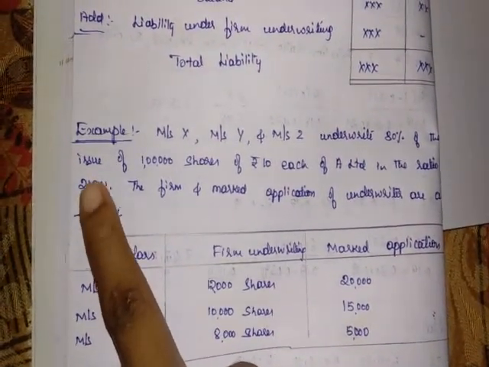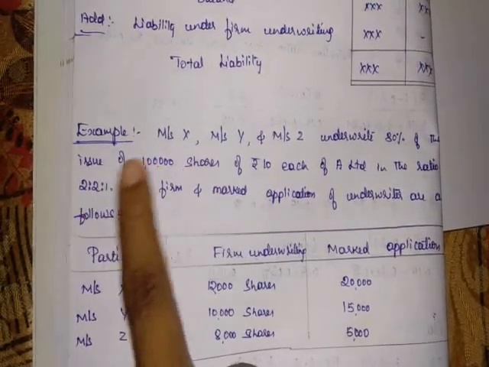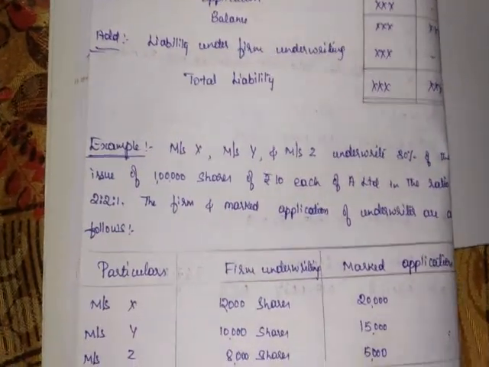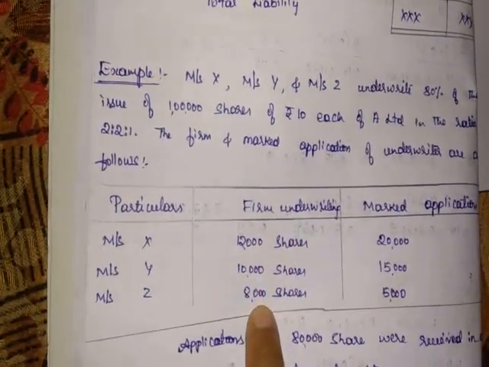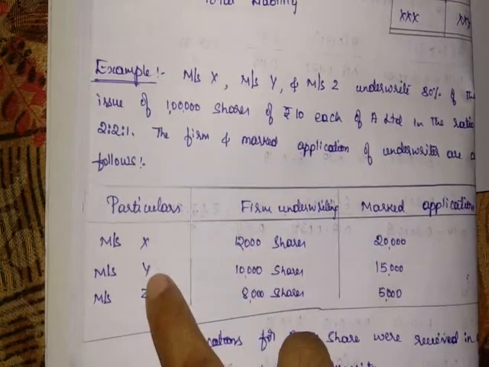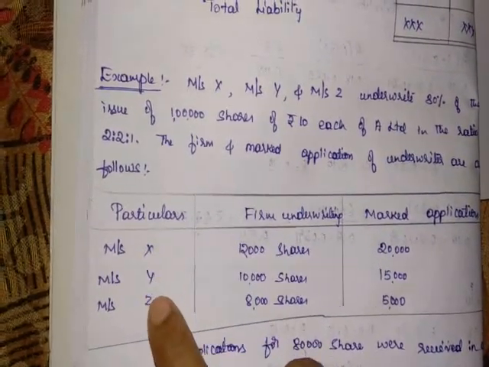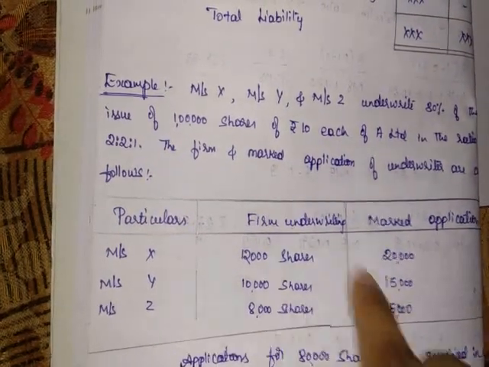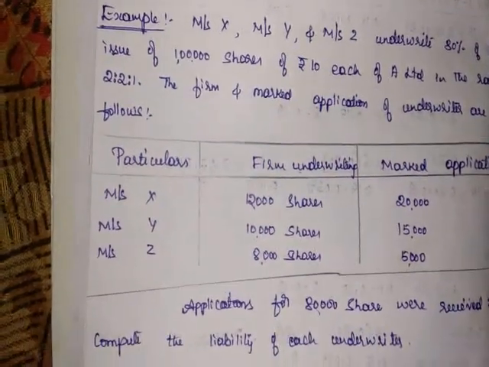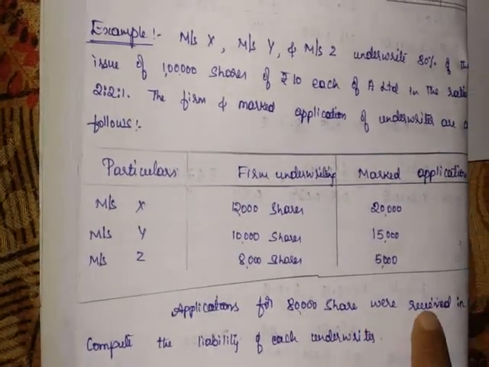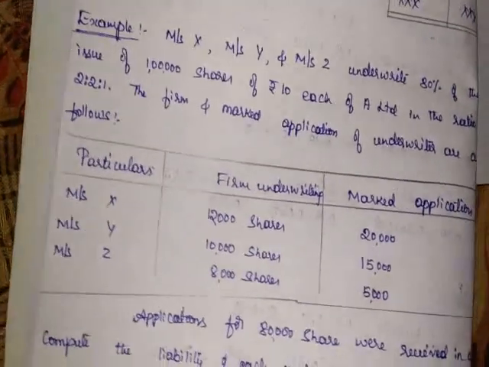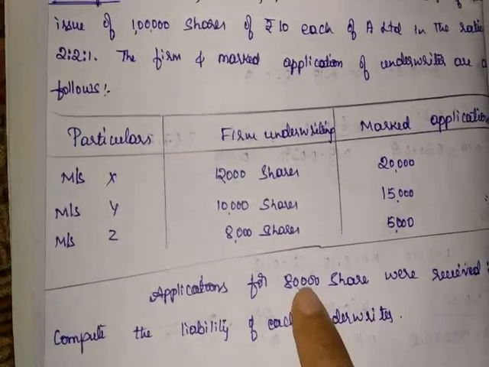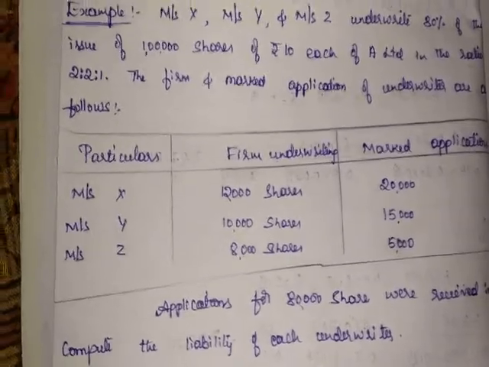So the ratio is given. This 1 lakh we have to use to calculate the underwriting of each underwriter. Then firm underwriting is given separately, that is how many shares each underwriter will take up. Then the marked application, that has come through each of the underwriters. Applications for 80,000 shares were received in all. That means from the public, the company received applications for 80,000 shares. Compute the liability of each of the underwriters.